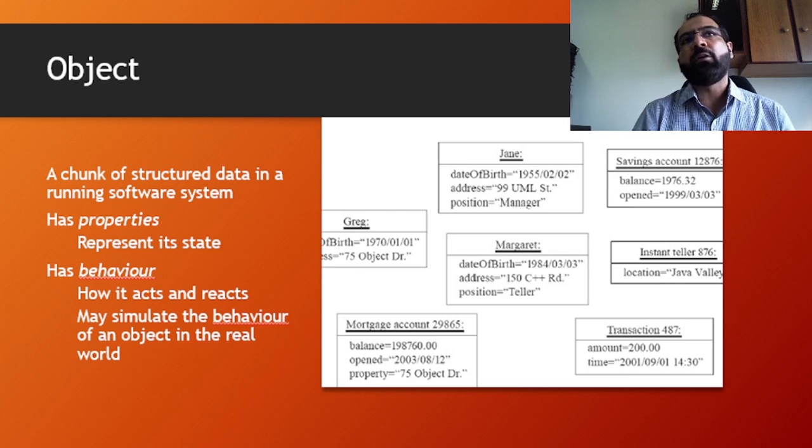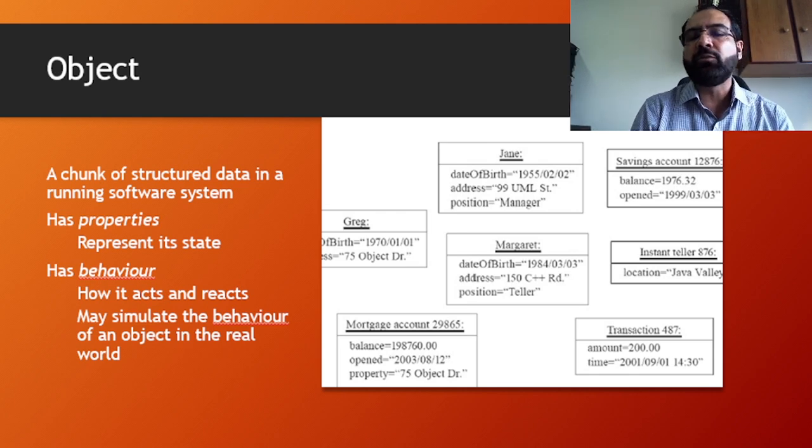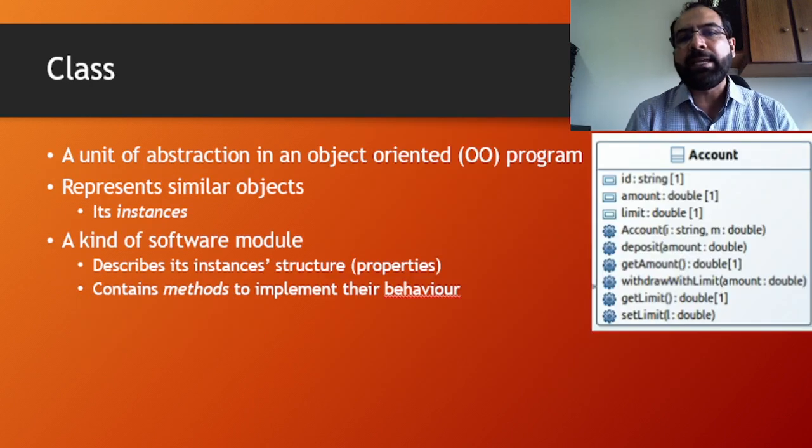An object acts and reacts based on certain events, and later on we will see how we can define those events and how those events create transitions. That will be covered in state transition models later on, but that is the basic concept of an object. So we can say that an object has structured data with properties, represents a certain state, has a behavior, acts and reacts, and may simulate the behavior of an object in the real world. With this we can move on and develop the definition of a class.